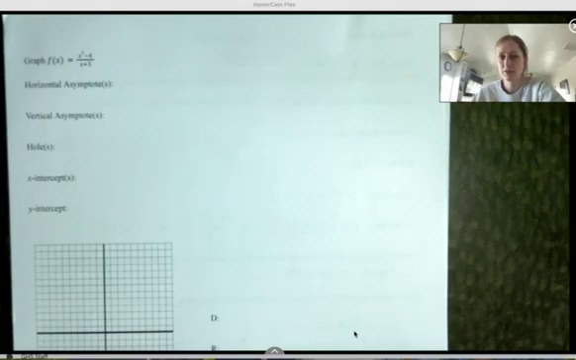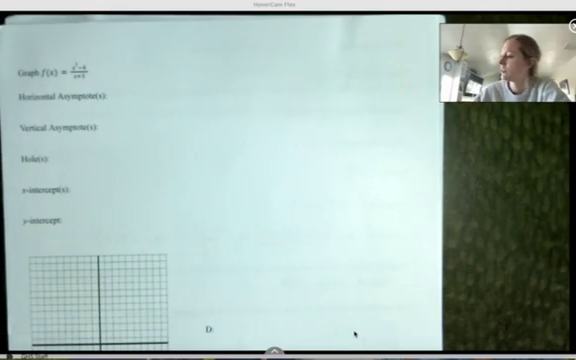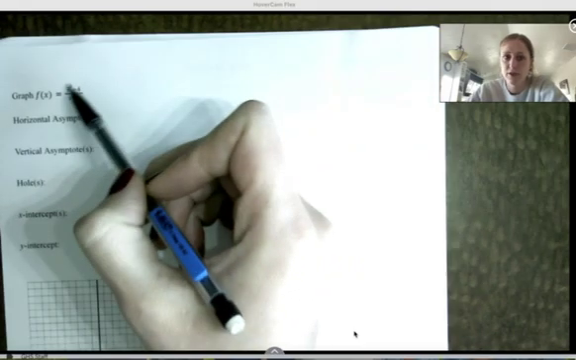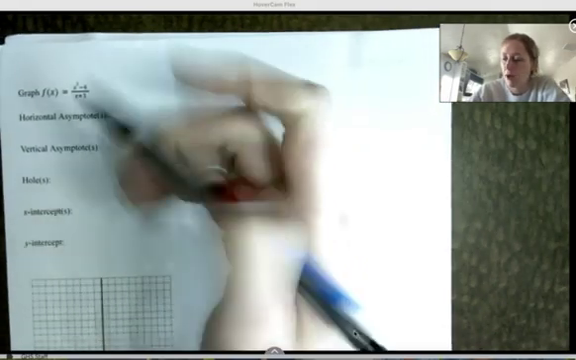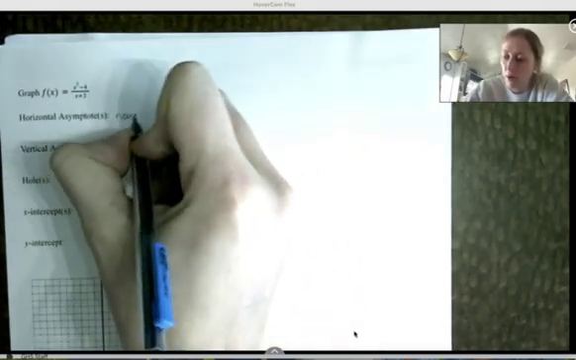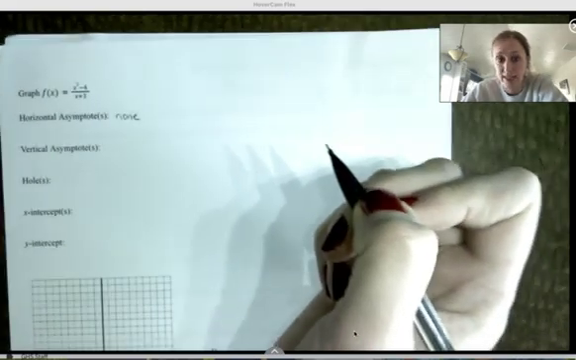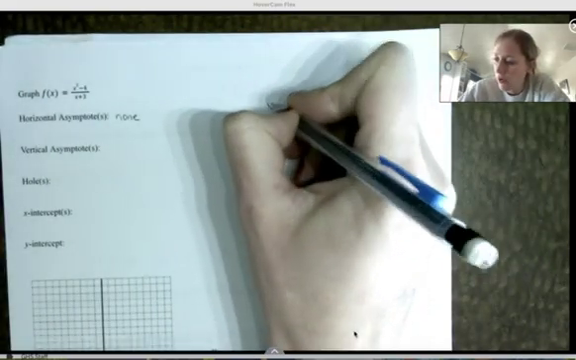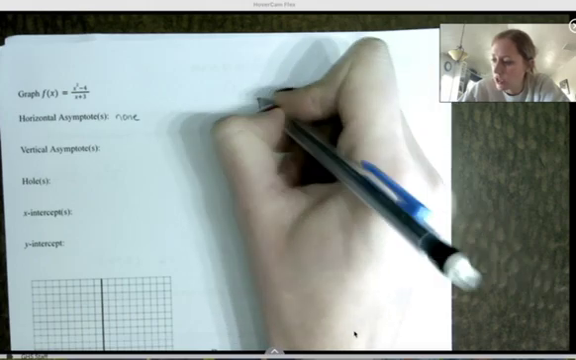Graphing with the slant asymptote example. So this is another one where I see my degree on top is one more than the degree on the bottom. So we're not going to have a horizontal asymptote, but we are going to have a slant. So remember, to find the slant, we are going to do some long division.